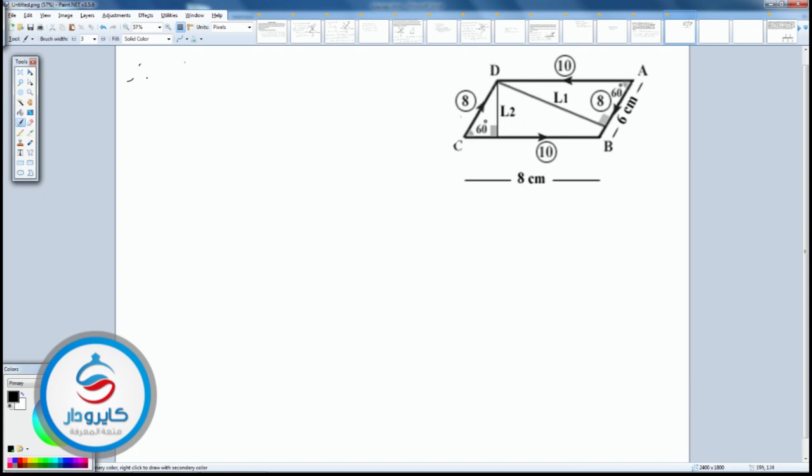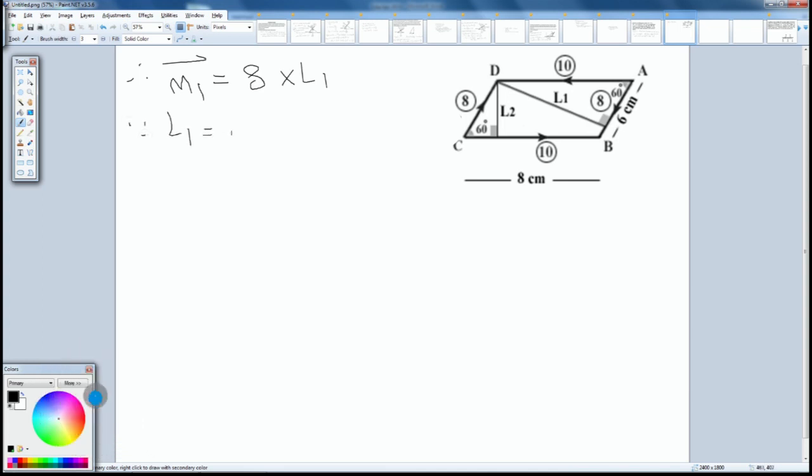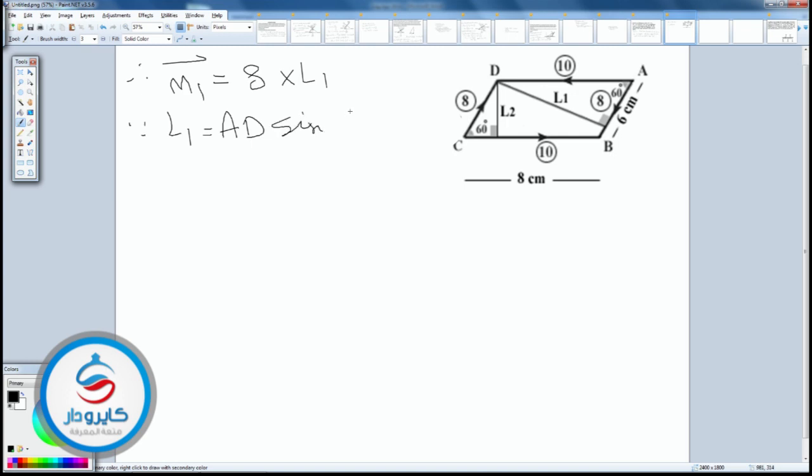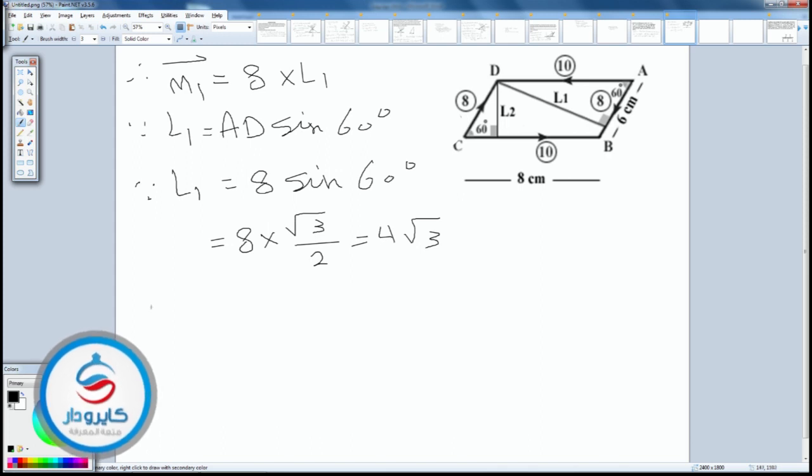Therefore, vector M1 equals 8 by L1, since L1 equals AD sine 60 degrees, since L1 equals 8 sine 60 degrees equals 8 by root 3 over 2 equals 4 root 3. Therefore, vector M1 equals 8 by negative 4 root 3 equals negative 32 root 3 newtons dot centimeter.